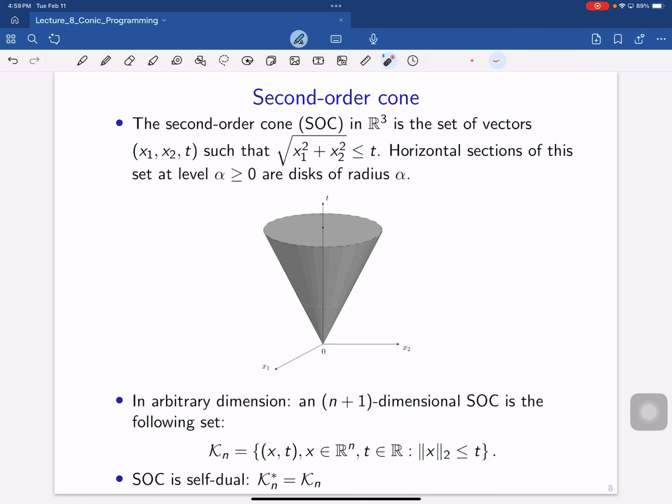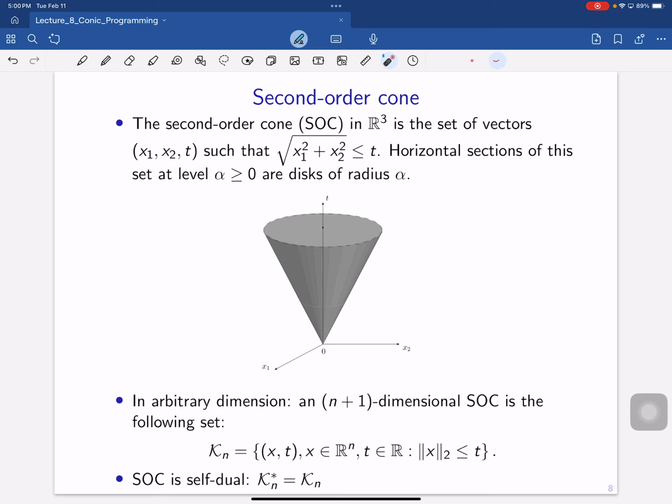This is a geometric representation of a second order cone. Algebraically, it means you take the square root of x1 squared plus x2 squared, and it has to be less than or equal to t, which is like the z-axis here. So you are essentially looking at the cone you are most familiar with, like an ice cream cone. That's what this object is. And horizontal sections of this set are like a disk with radius alpha. If you set t equal to alpha, then you essentially have a circle with radius alpha.